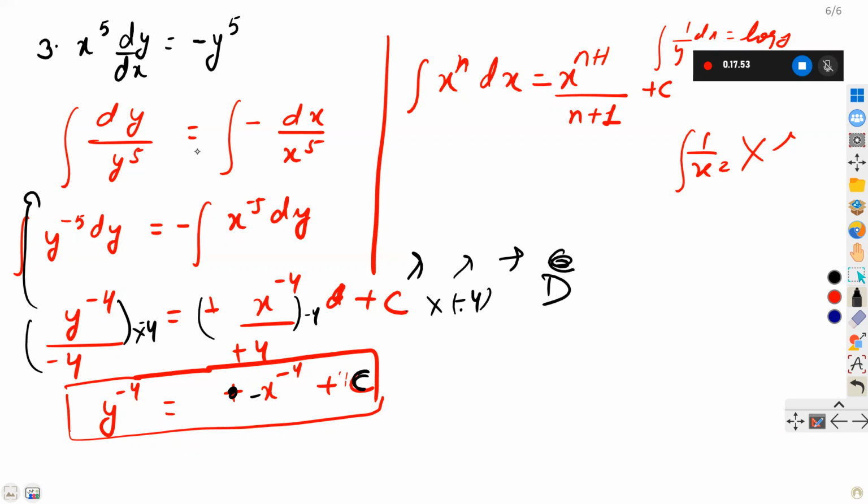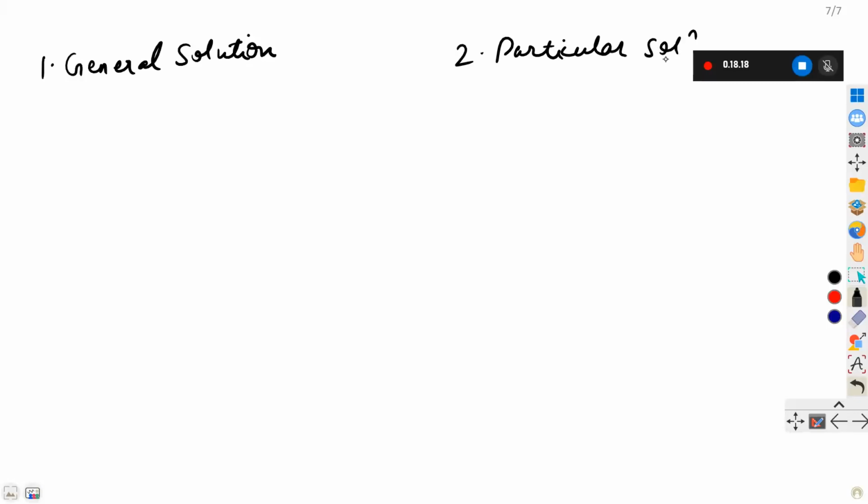So now let's talk about the types of solution. There are two types of solution that we have to study. The first one is general solution, and the second one is particular solution. So let's see what these both are.